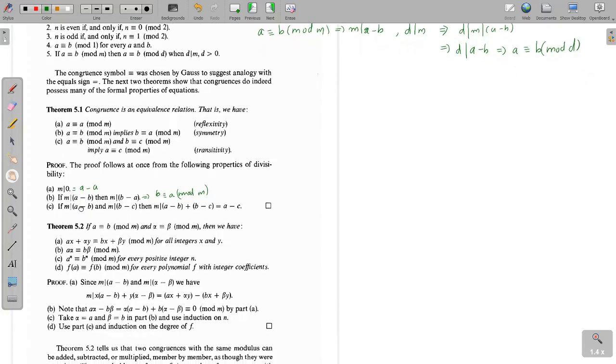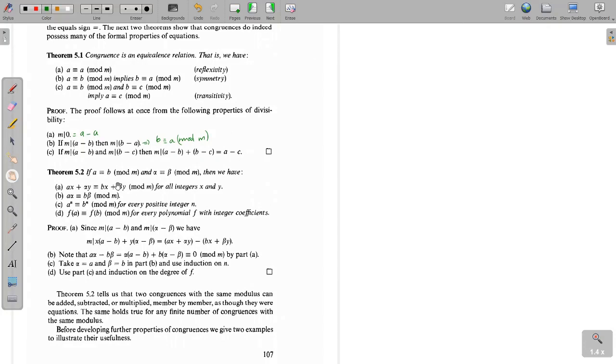Now we have theorem 5.2. We can consider 5.2 as the algebra of congruences. If we have two congruences, a congruent to b mod m and alpha congruent to beta mod m, two congruences with the same modulus m, then we have these algebraic expressions: ax plus alpha y is congruent to bx plus beta y, a alpha is congruent to b beta mod m, a to the power n is congruent to b to the power n mod m, and f(a) is congruent to f(b) mod m. This is very important. This is true for every polynomial f with integer coefficients.